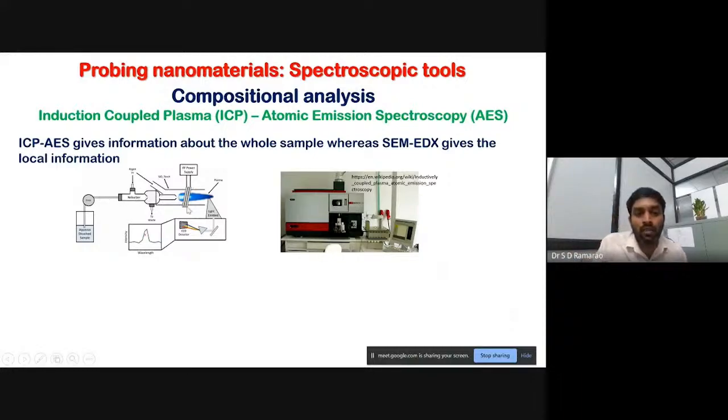And here you have an RF coil. What this will do is, you send very high power, so that it generates plasma. Okay, that means when these aerosols are entering through the plasma, what will happen?